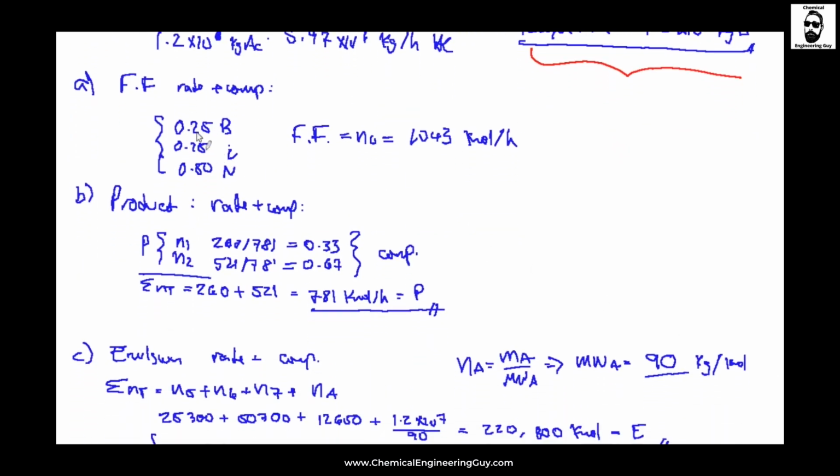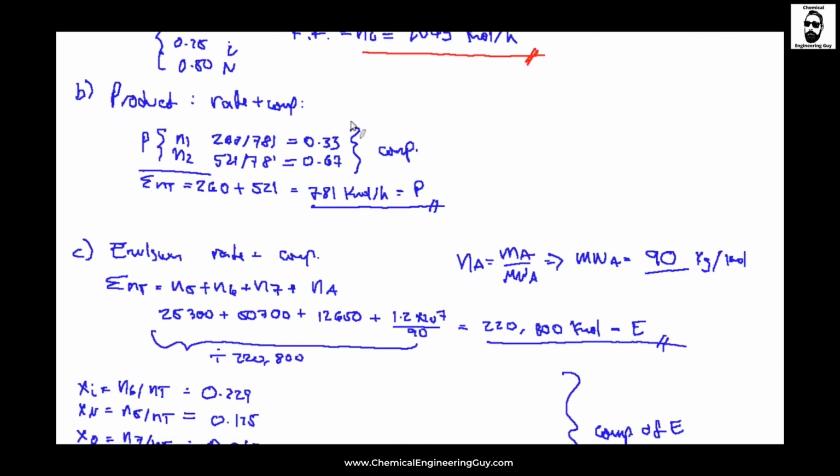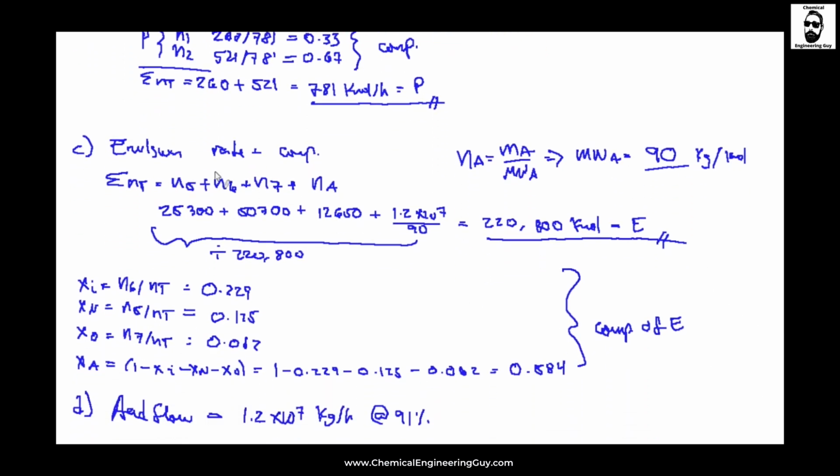Now since I got everything to do my answers, I'm going to start. They tell you to calculate the rate. It's the first thing we got, and the composition is actually given, so you don't need to calculate it. Letter B is calculate the product, which is N1 and N2. I got N1 and N2 almost since the beginning, so I got this easily. And finally, well, not finally, the emulsion is kind of tricky. It's the most difficult part.